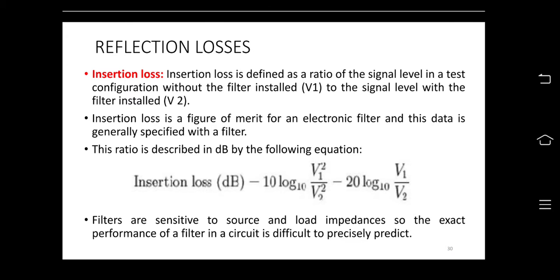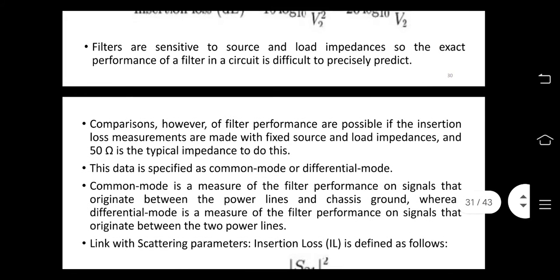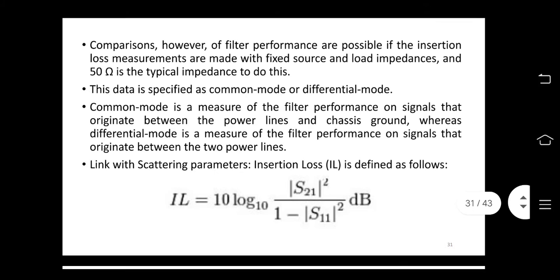Filters are sensitive to the source and load impedances, so the exact performance of a filter in a circuit is difficult to predict precisely. Comparisons of filter performance are possible, however, if the insertion loss measurements are made with fixed source and load impedances, and 50 ohms is the typical impedance used. This data is specified as common mode or differential mode. Common mode is a measure of the filter performance on signals that originate between the power lines and the chassis ground, whereas differential mode is a measure of the filter performance on signals that originate between the two power lines.